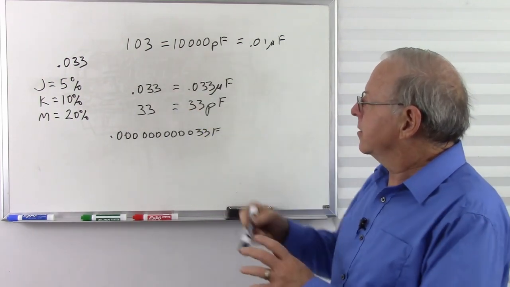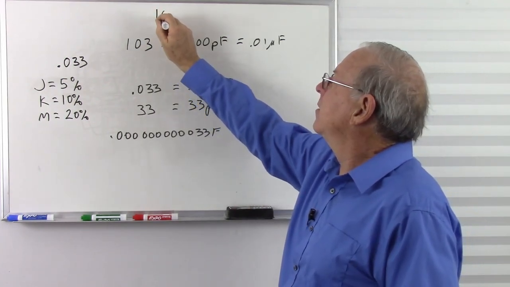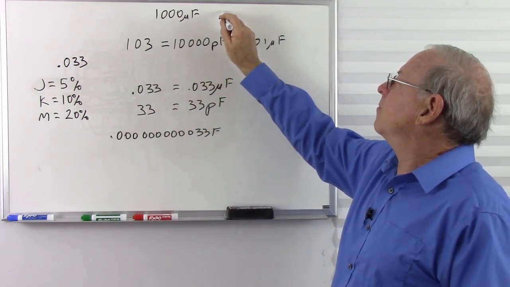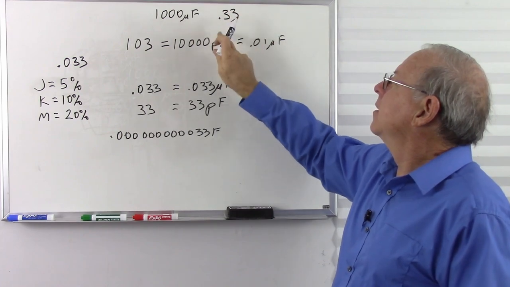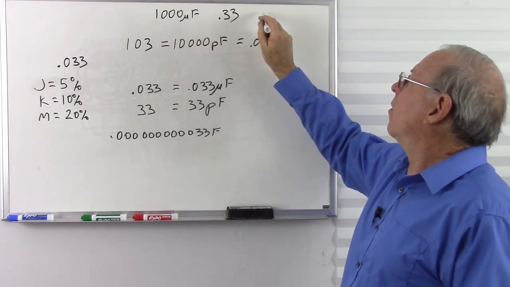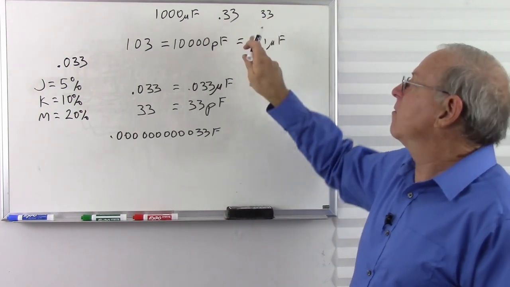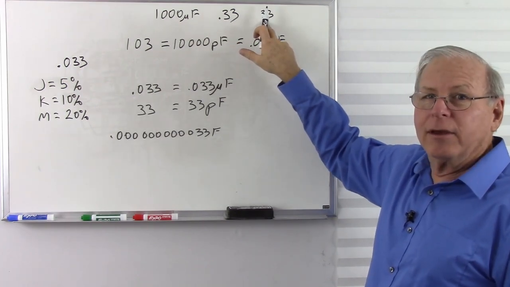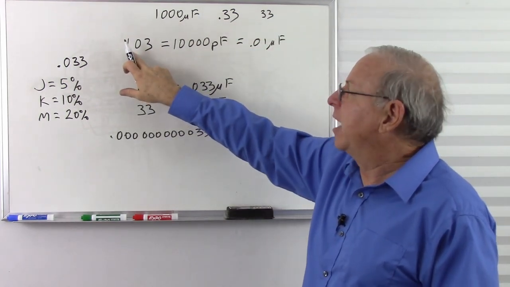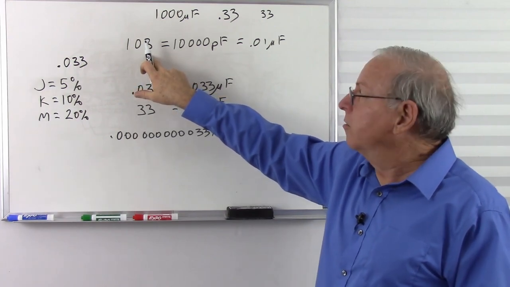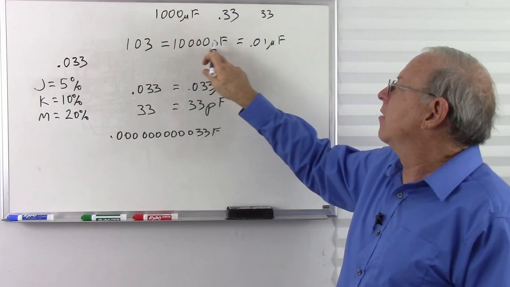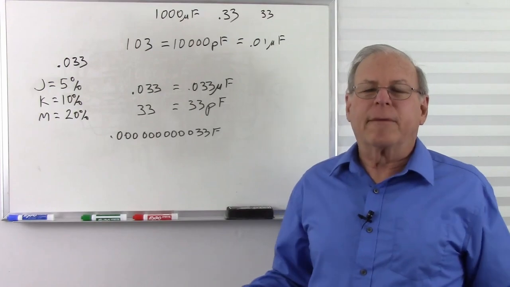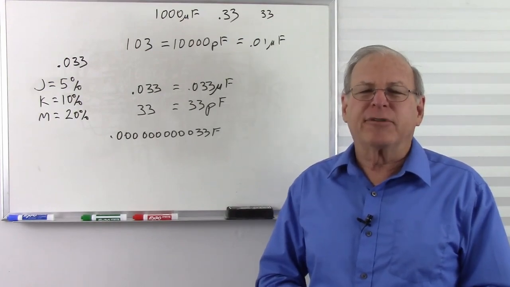Sometimes it's straightforward, just number of microfarads. Sometimes a decimal point and number of microfarads. That would be 0.33 microfarads. Or no decimal point, which is the number of picofarads. So 1,000 microfarads, 0.33 microfarads, 33 picofarads. Might also be labeled as a number plus a number of zeros. So that would be 10 plus 3 zeros, or 10,000 picofarads. And the tolerance might be listed as a J, K, or an M. So that's your capacitor basics. In the next video, I will talk about types of capacitors.